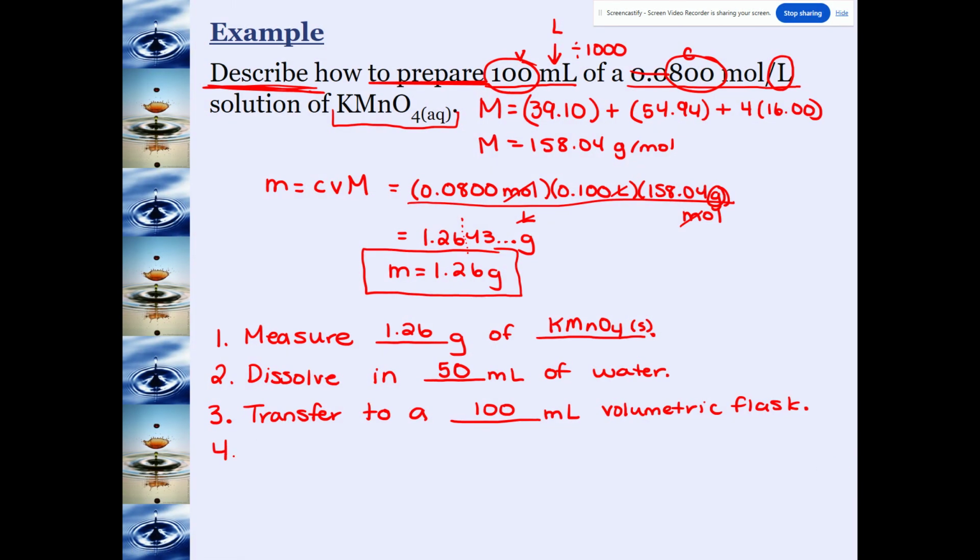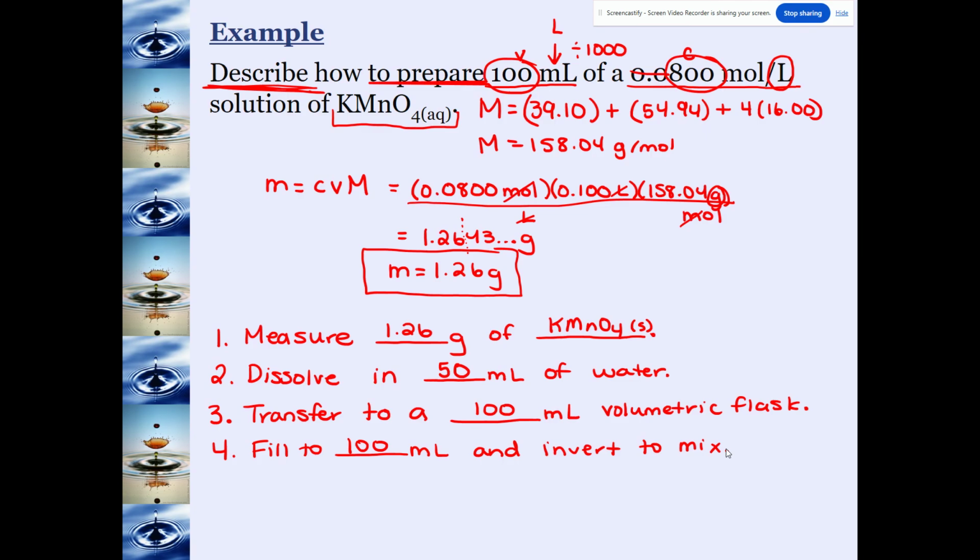And then step 4 is to now fill to the final volume, which is 100 milliliters, and mix by inverting, or invert to mix. So that is the full procedure on how to prepare a standard solution with a certain mass of your solute. The steps: measure, dissolve, transfer, fill, and invert to mix.